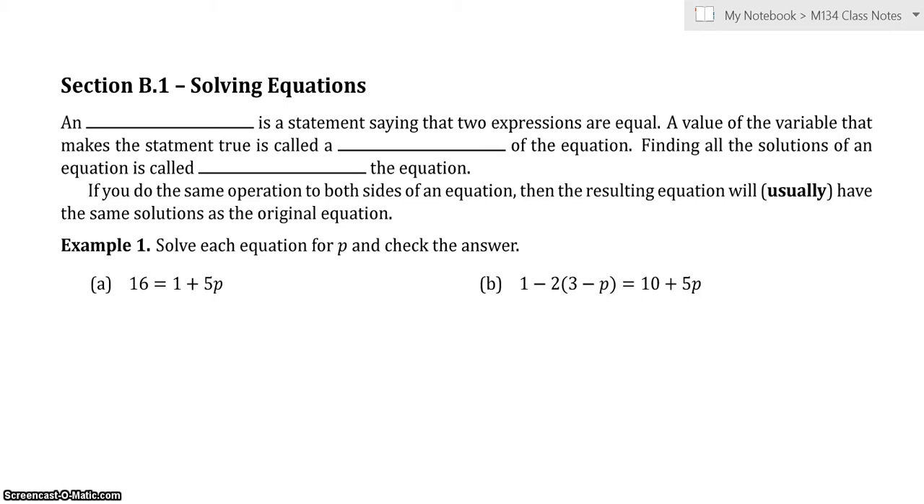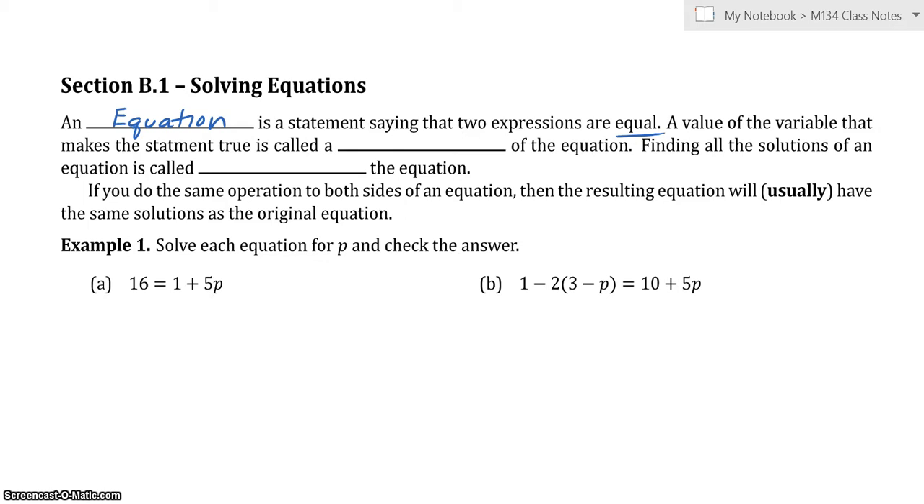Now, instead of expressions, we're going to look at an equation. If you remember, an equation is with an equal sign. The actual definition in the textbook is, and the word that goes here is equation, because that's what we're dealing with, a statement saying that two expressions are equal. That's why it has an equal sign.